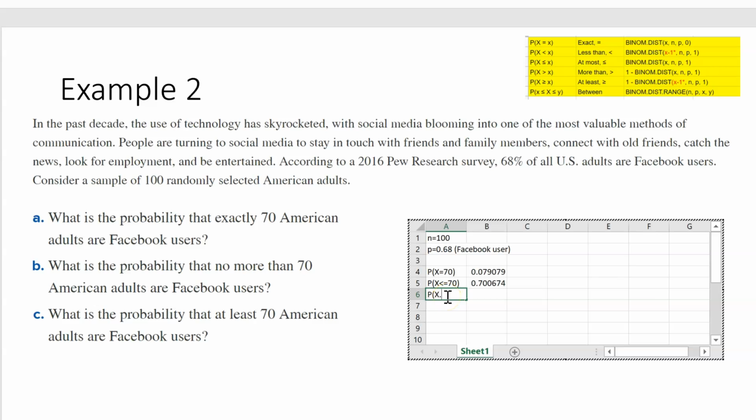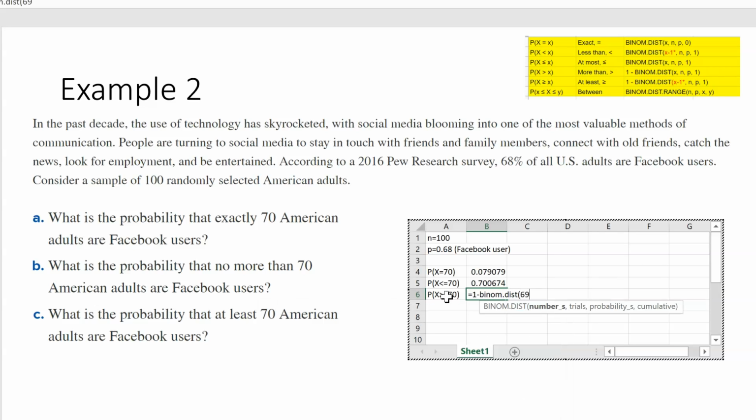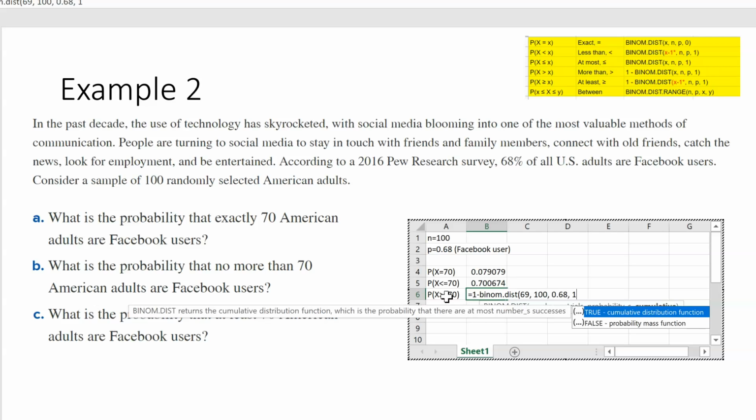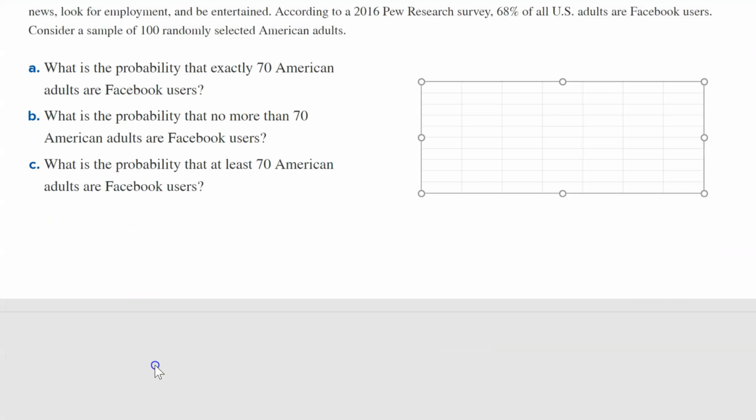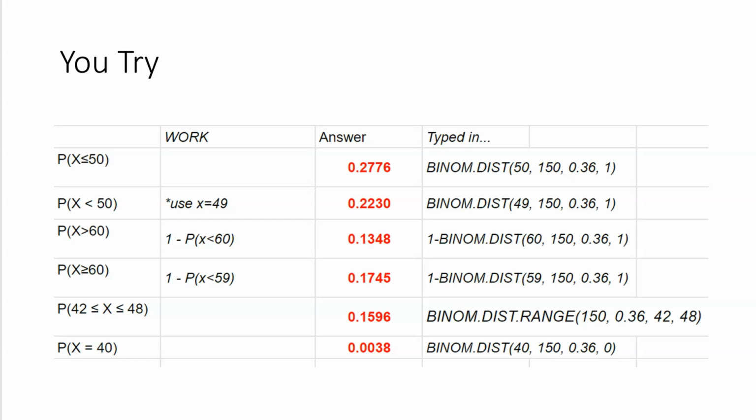What is the probability that at least? At least is greater than or equal to 70. So this time it's going to be the probability of 1 minus, right, greater than or equal to, 1 minus the binomial distribution, and this time it's 1 less, 69, 100, 0.68, and 1. So those are the probabilities. Go ahead and give this a try on your own, and there are the solutions.